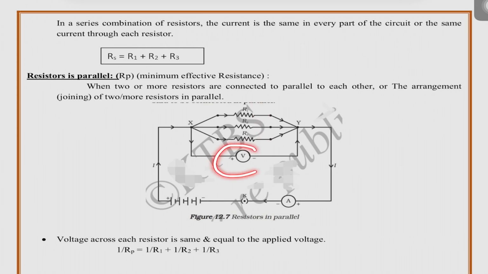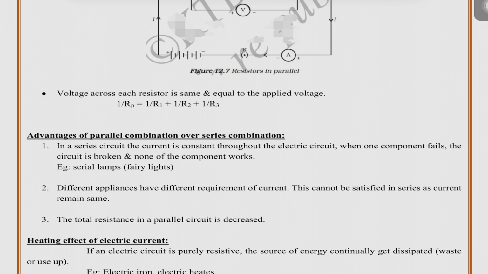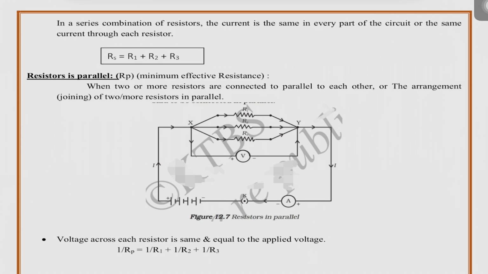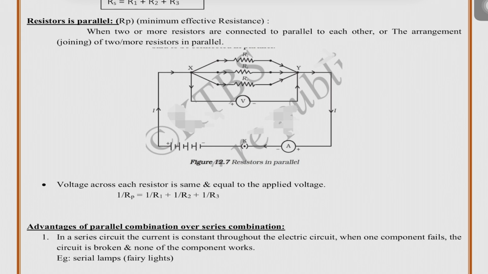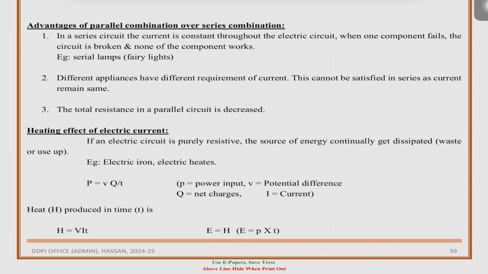We can observe a voltmeter is connected in parallel and the ammeter is connected in series. So the voltage across each resistor is same and equal to the applied voltage. In series, the current through each resistance is same, whereas when they are connected in parallel, voltage across each resistor is same and equal. So what are the advantages of using parallel combination over series combination?